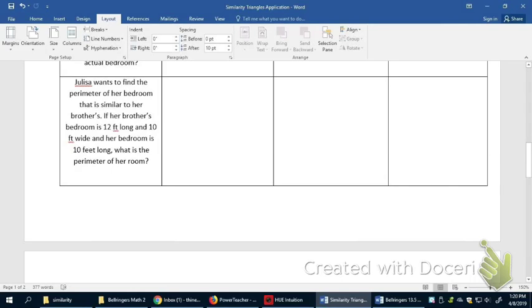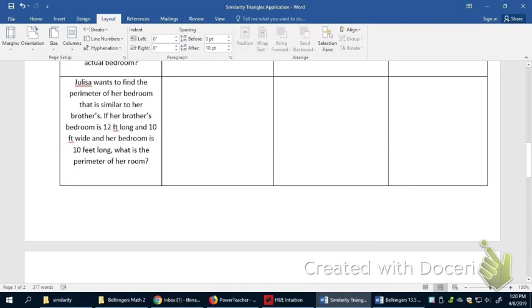Alright, we're going to talk a little bit more about perimeter tomorrow, but we're going to do this problem in just the normal way, and then we're going to talk more about perimeter. This one is talking about finding the perimeter of Julia's bedroom. So what does it mean when it says perimeter? Like all the way around. So if I know a length and a width, I add the length, the width, the length, and the width all together.